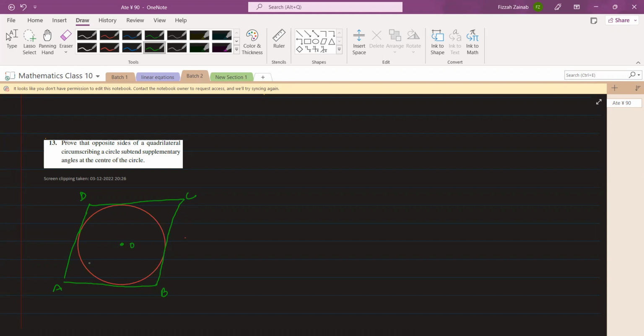Prove that the opposite sides of a quadrilateral circumscribing a circle subtend supplementary angles. Now, what are the opposite sides? AB and CD, right? So if you join these 4 points of contact, join them.